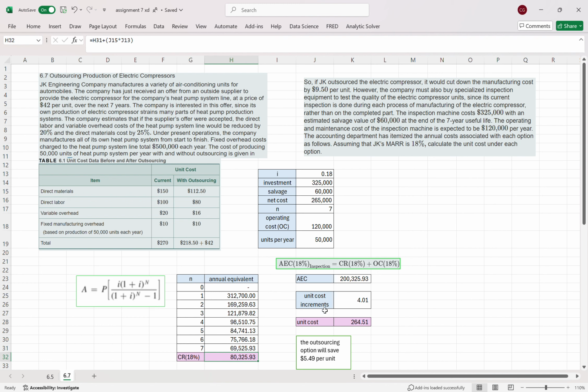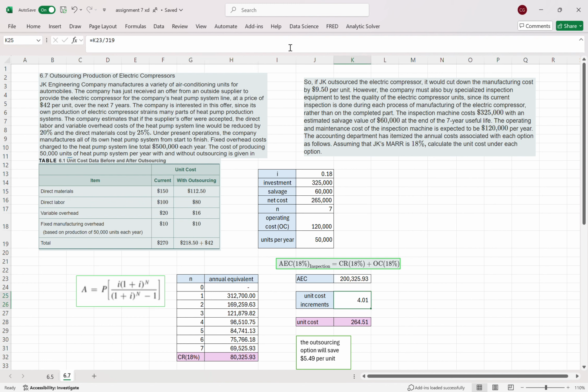So for the annual equivalent cost, we also need the operating cost, but the operating cost is actually given in the second paragraph, and it's $120,000. So I added the capital cost and the operating cost, and it turned out to be $325.93.